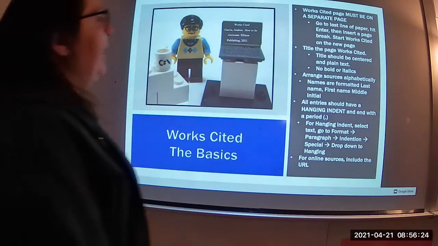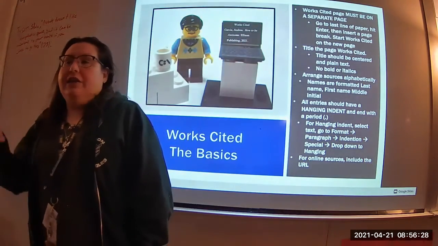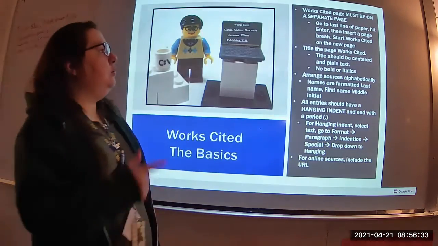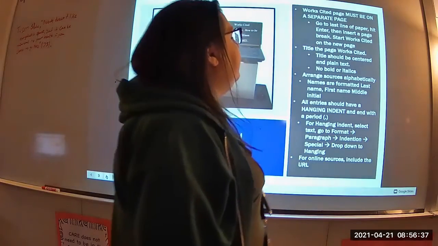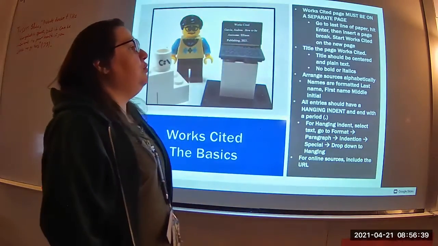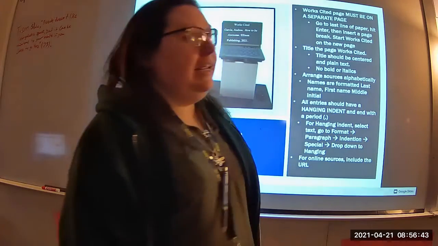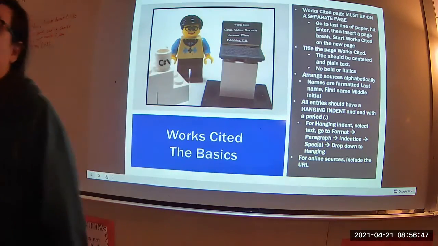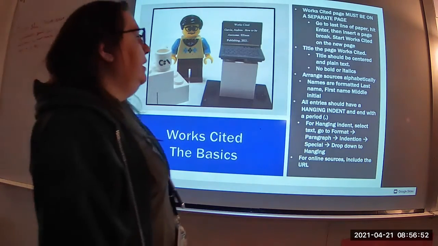So, works cited page must be on a separate page. So, do I just hit enter until I get to a new page at the end? No, I'm going to put in a page break. So, what you do is you go to the last line of your paper, hit enter, and then insert a page break, and then start the works cited on a new page. You're going to title the page works cited. This is different from APA. In APA, it's not called works cited, it's called a reference page. So MLA, it's works cited.